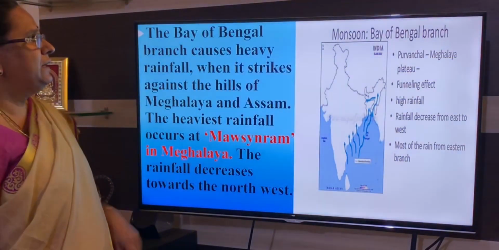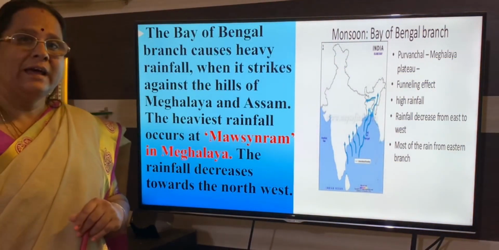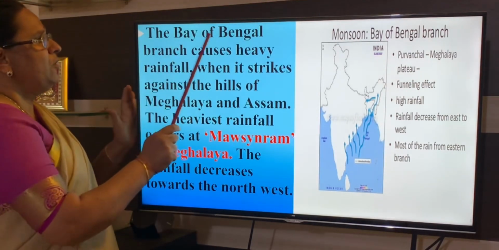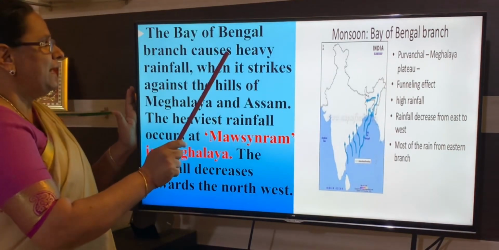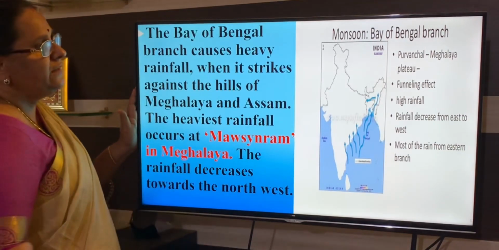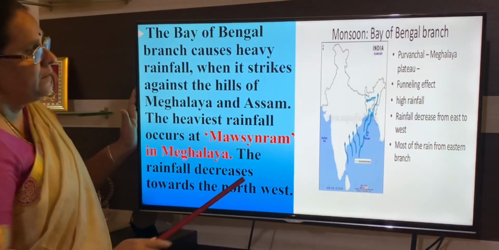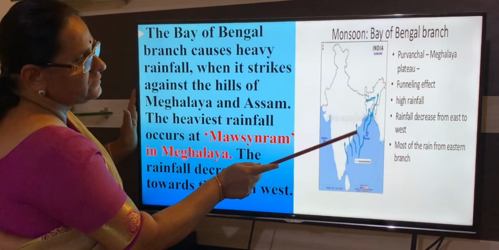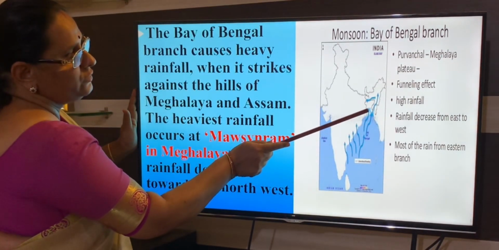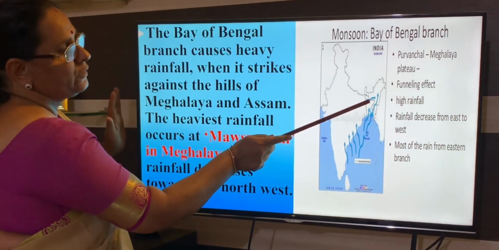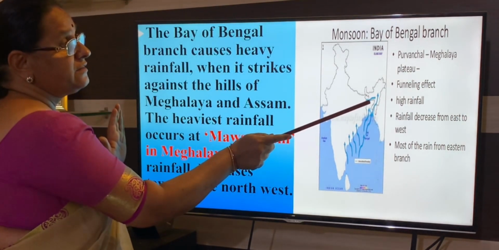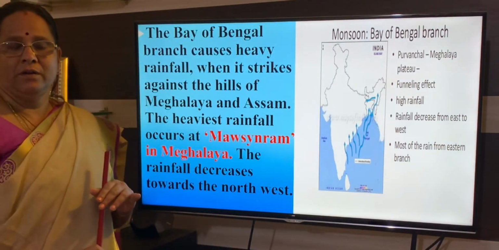The next we will learn about second branch, and that is Bay of Bengal branch. Bay of Bengal branch will have heavy rainfall when they strike Meghalaya. See here, this is the Bay of Bengal branches. See, they are moving towards Meghalaya. Here is the Meghalaya located, and when they reach Monsoon, here it receives heavy rainfall.